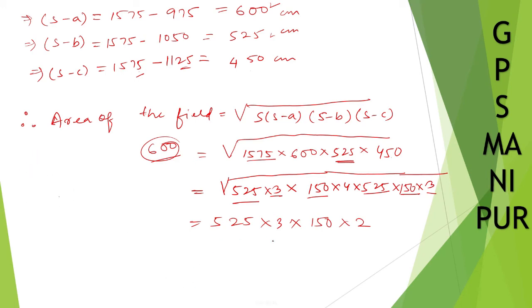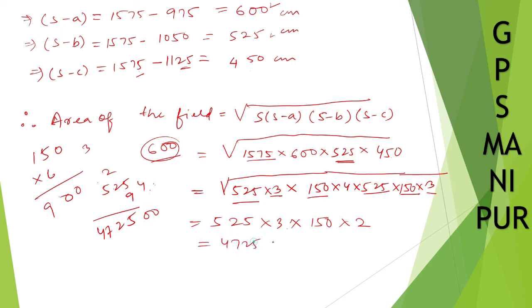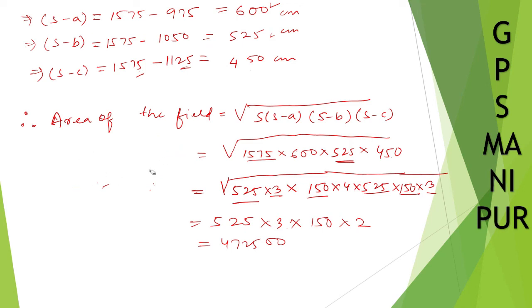So 3 times 2 is 6, and 6 into 150 is 900. So 900 into 525. Let us multiply by 9: 9 fives are 45, and continuing, we get 4725, and put two zeros here. So 472500 is the area. You can check by multiplying. This is in meter square, the area of the field.